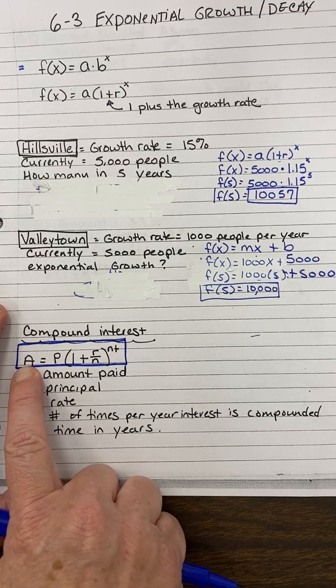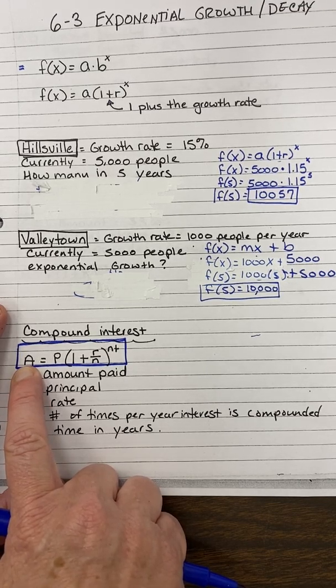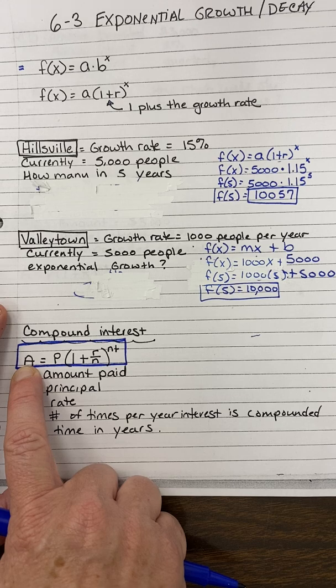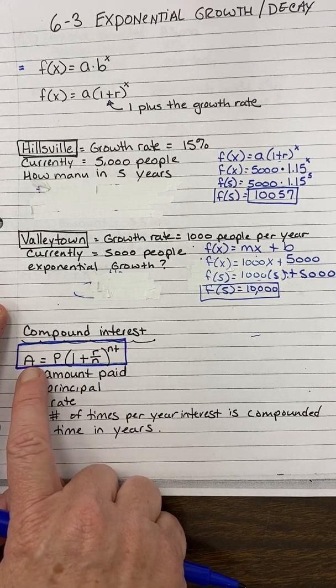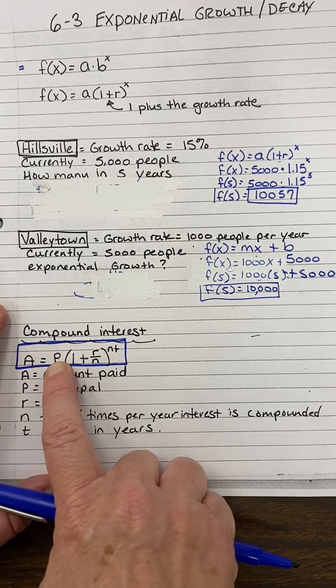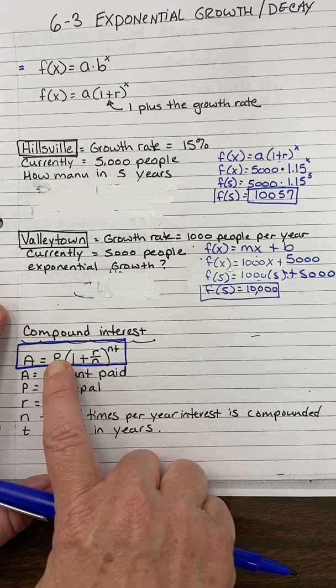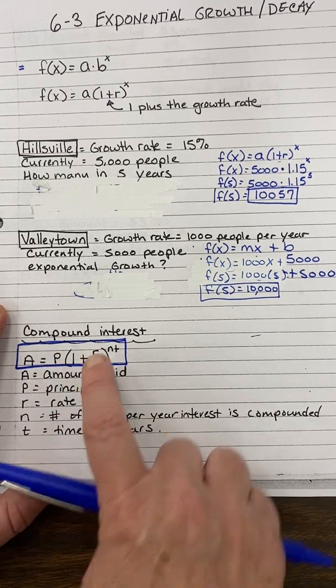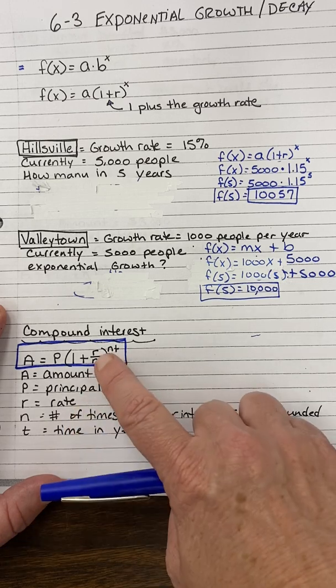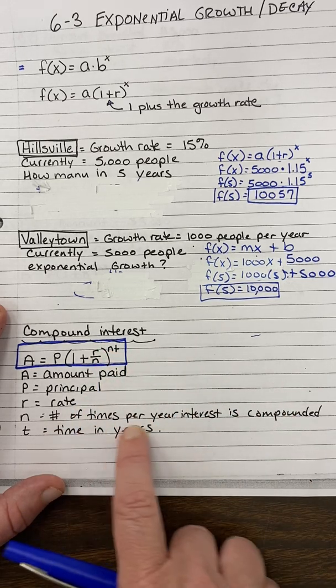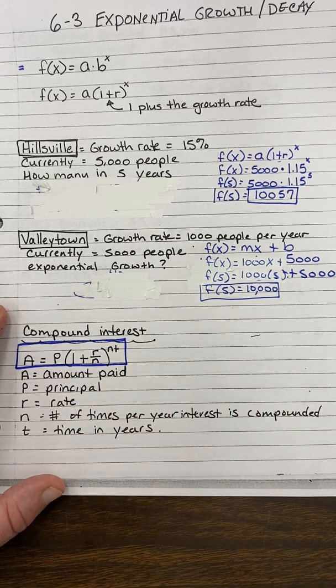The A stands for the amount that you're basically getting back. Let's pretend you're investing money. The A stands for the amount of money you would get back. The P stands for the principal, so that's the amount you're investing. This is just a 1. The R stands for the rate. The N is for the number of times it's being compounded.